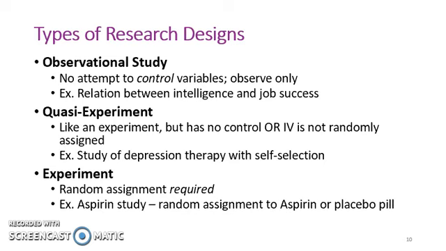Finally, experiments are defined by the presence of random assignment to conditions. The researcher manipulates the independent variable so that each participant has an equal probability of being in any of the conditions of the experiment. An example of an experiment would be a study of the effectiveness of aspirin, where participants are randomly assigned to be given either an aspirin or a placebo sugar pill. Experiments are the gold standard for scientific research, where we attempt to control as many characteristics of our studies as possible.